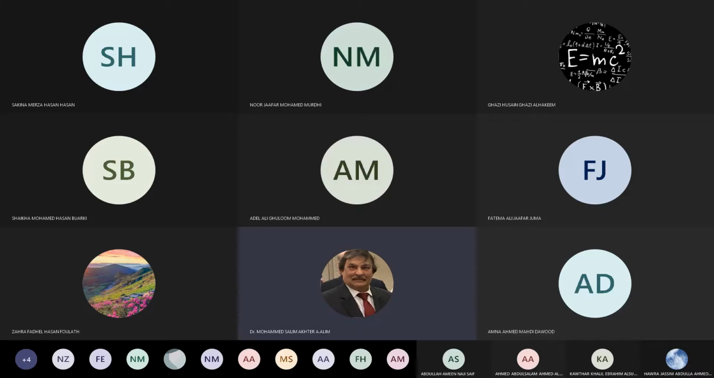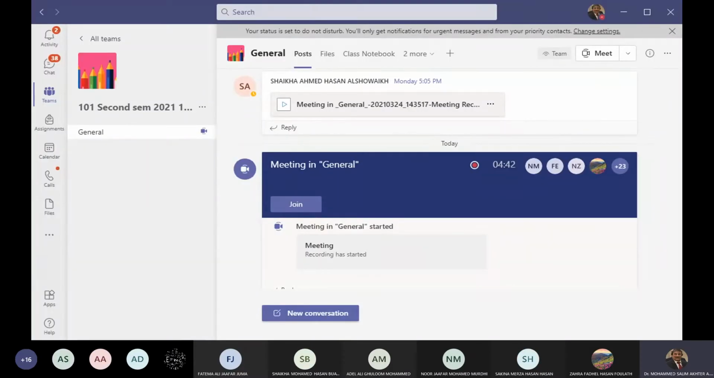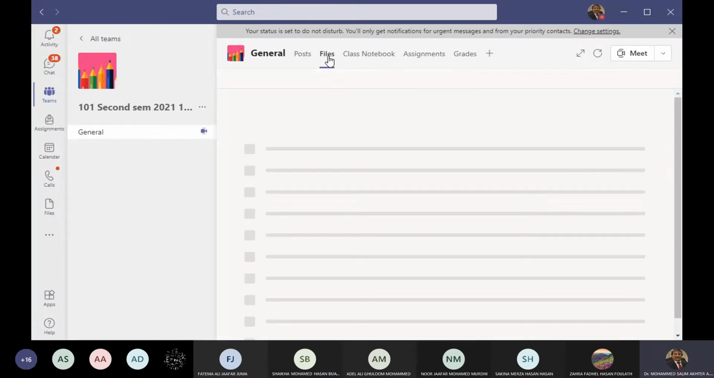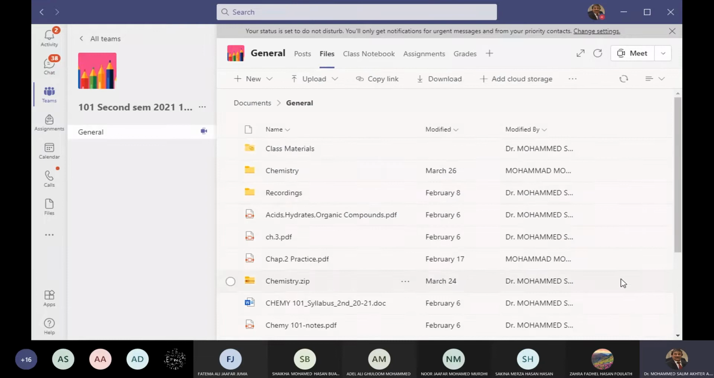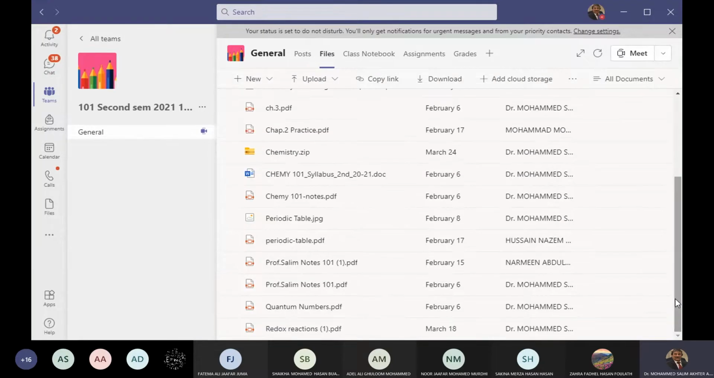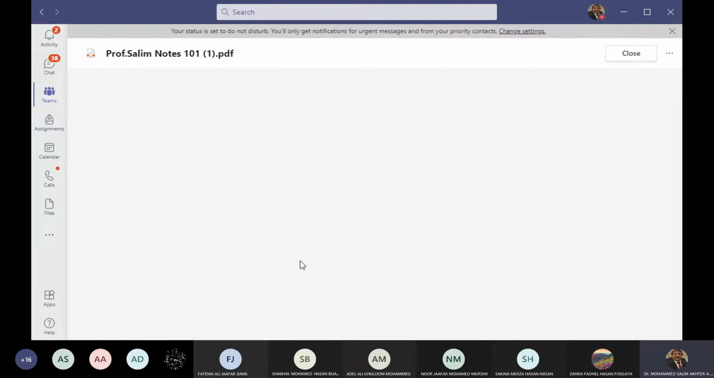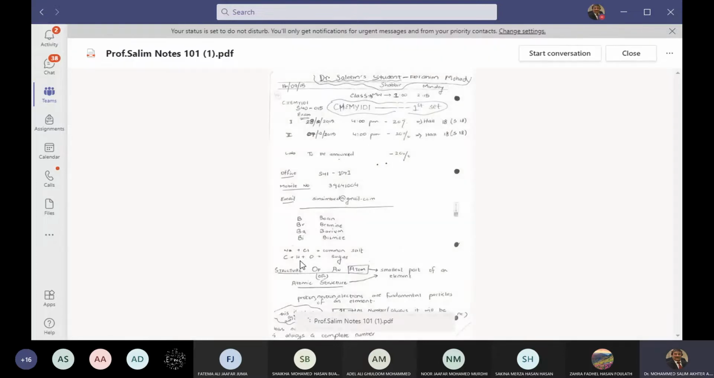Okay, my friend, last time we started a chapter called gases. In the chapter gases, my friend, we discussed the four basic parameters which we use to describe a gas. Those parameters are pressure, volume, temperature, and number of moles. These were the four parameters that we discussed in the class.